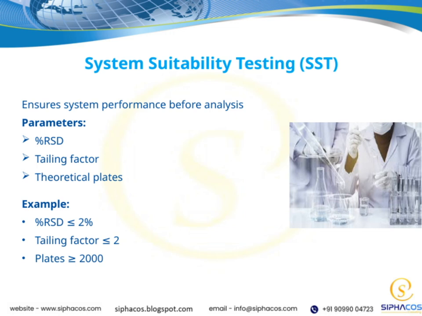Next, we evaluate the tailing factor, which should be less than or equal to 2, to assess how well the system is separating peaks without excessive tailing. Lastly, we consider the number of theoretical plates, which should be at least 2,000, indicating good column efficiency. Ensuring these parameters meet their criteria helps us confirm that our system is suitable for accurate and reproducible analysis. Remember, SST is all about validating that the system is performing consistently before trusting the results of our samples.